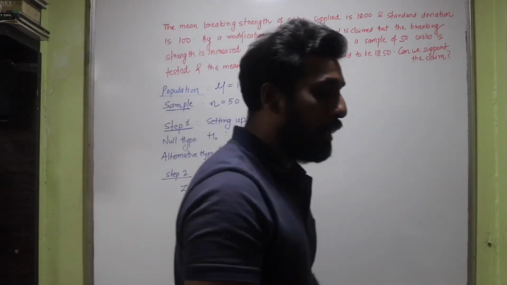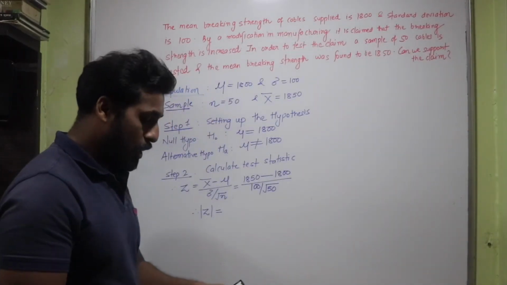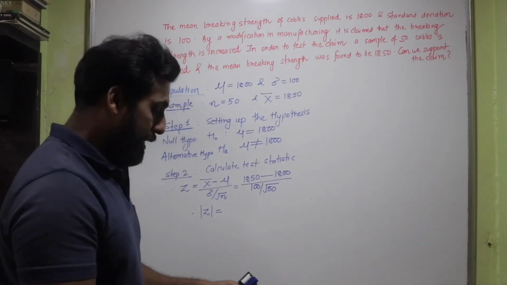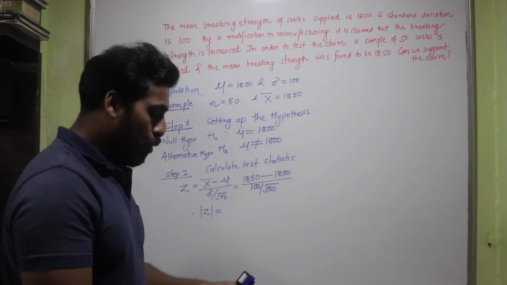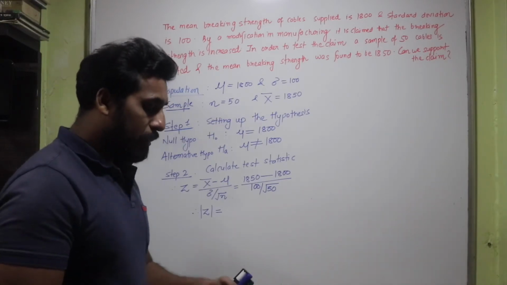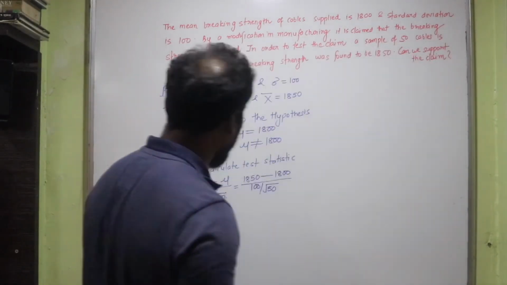So I'm going to make use of a calculator. Let's take the help of a calculator to get the values. So I have 1850 minus 1800, that's 50, divided by 100 upon root of 50. So the value, students, comes out to be 3.53. I'm going to write the value as 3.53 here.